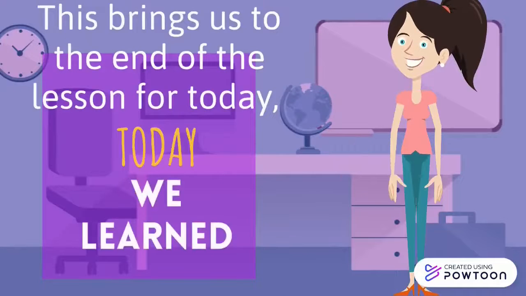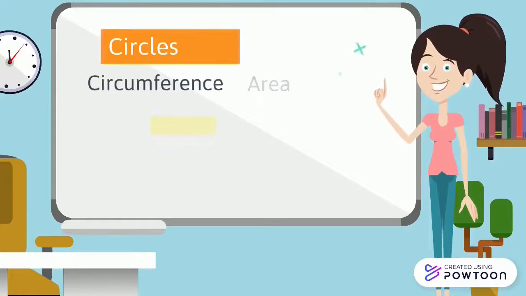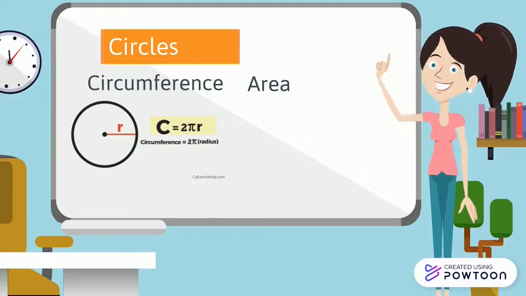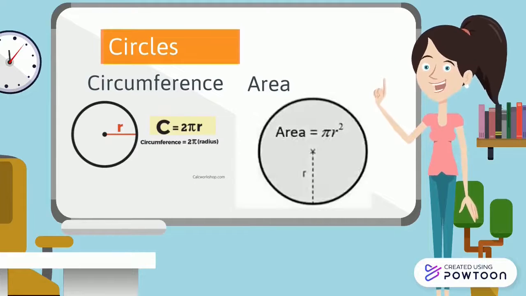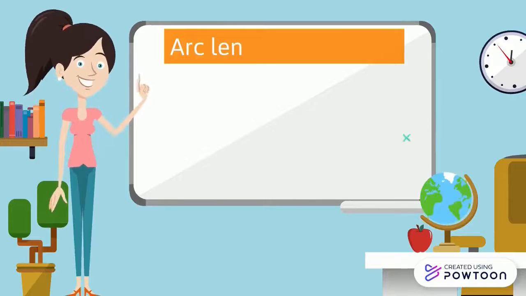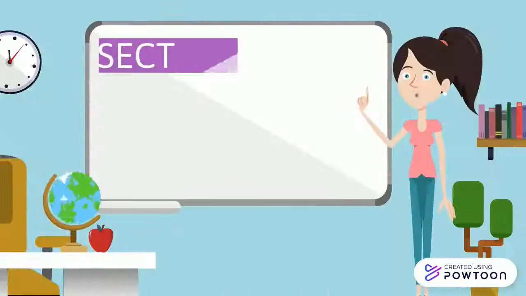This brings us to the end of the lesson for today. Today, we learned finding area and circumference in circles. When finding the circumference of a circle, we use the formula 2 times pi times r. And to find the area of the circle, we use the formula pi times r squared. We also learned and did exercises when finding the length of an arc on a circle. We used the formula 2 times pi times r times theta over 2 pi is equal to arc length.